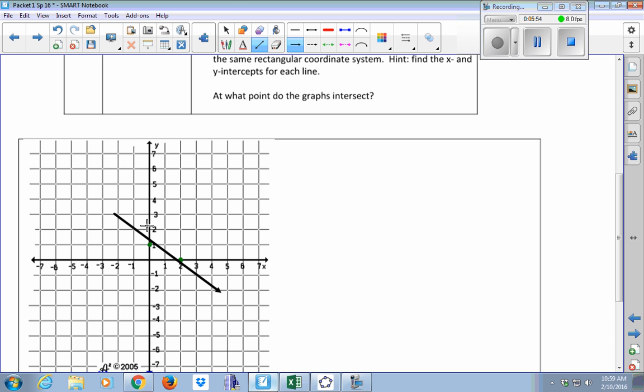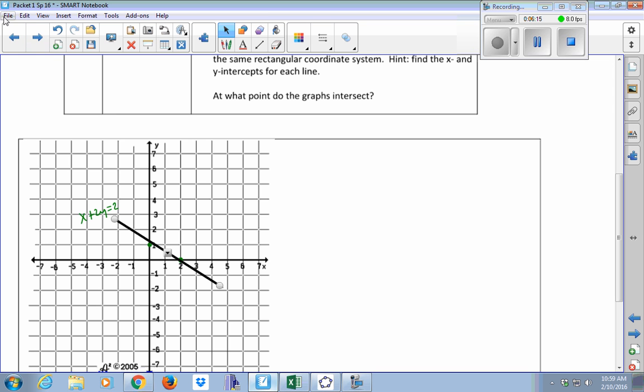Okay. And if I did it exactly right, I'd have that going there and that going there. It's a little hard with this thing, but you get my drift, right? Okay, so that's your first line. So you should always label your line. So this is the line x plus 2y equals 2.